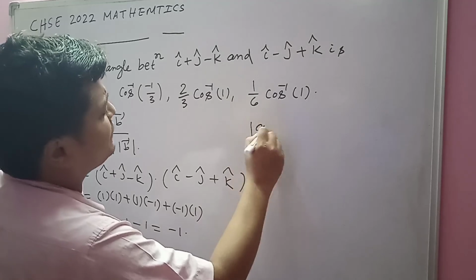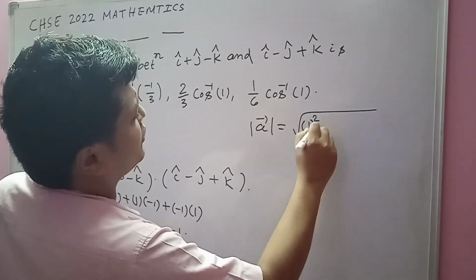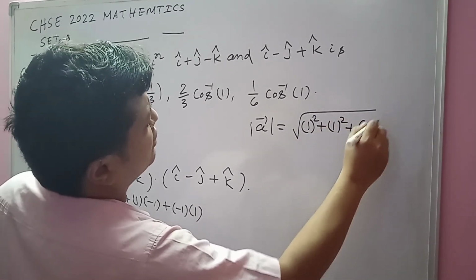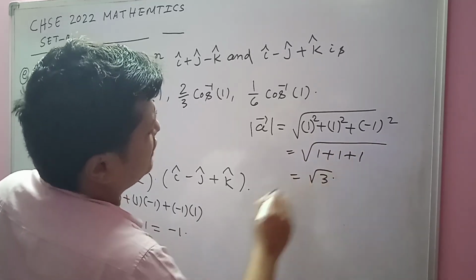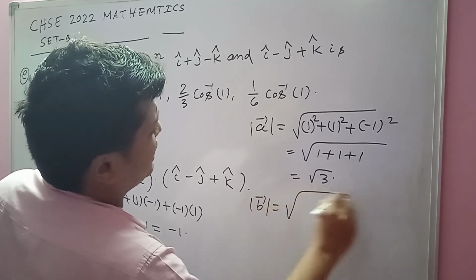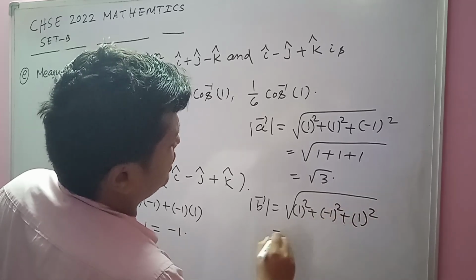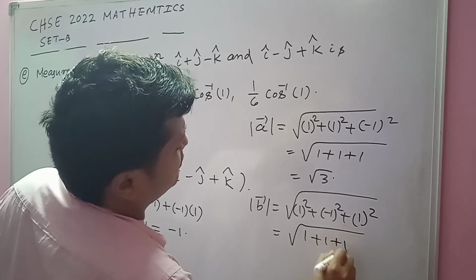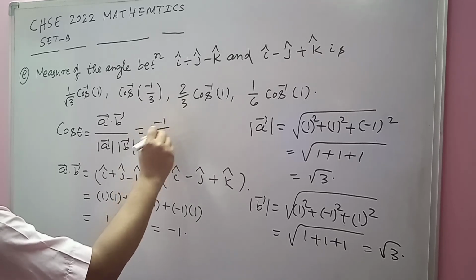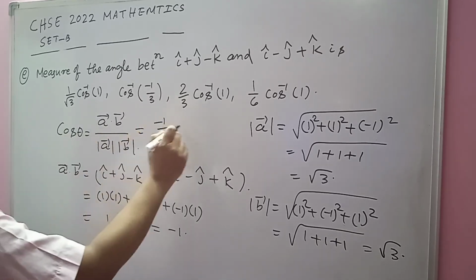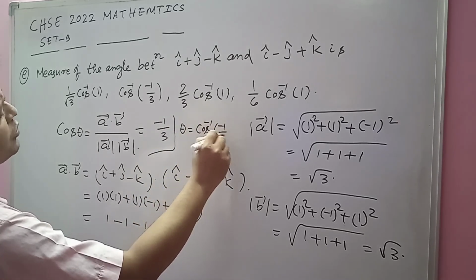Magnitude of A is square root of x component square, y component square, z component square, that is equal to 1 plus 1 plus 1, root 3. Magnitude of B, again the same thing, root 1 square plus minus 1 square plus 1 square, that is equal to 1 plus 1 plus 1, root 3. So cos theta equal to minus 1 by 3. So the angle becomes theta equal to cos inverse minus 1 by 3.